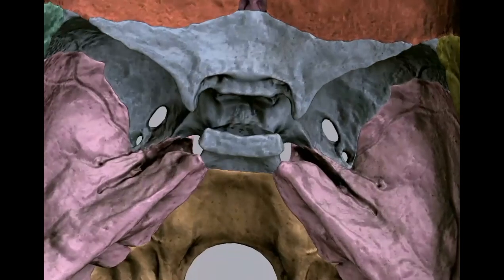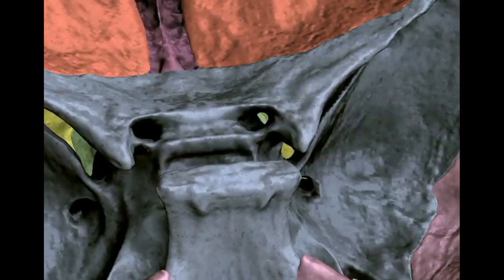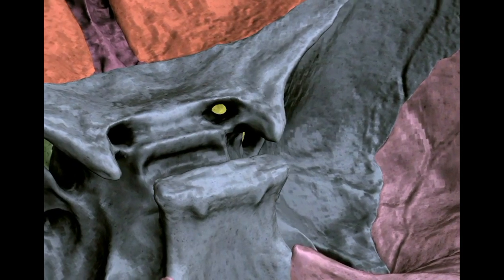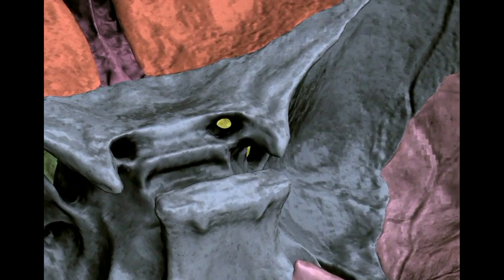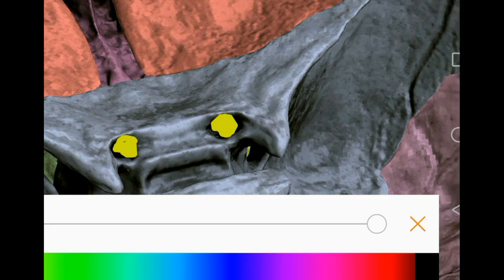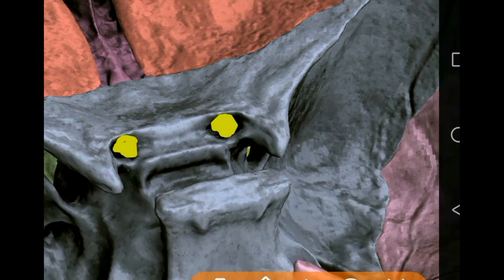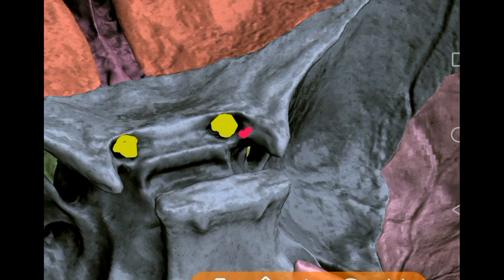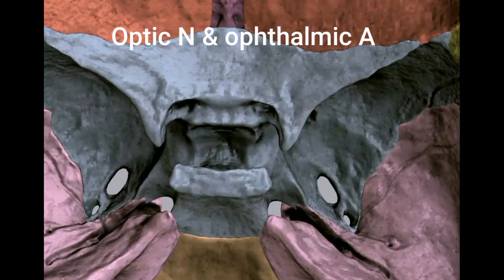And when you see the optic canal here, it is transmitting the optic nerve and the ophthalmic artery infralateral to it. You can see right and left optic canals transmitting the right and left optic nerves. Infralaterally you will see a part of the ophthalmic artery passing through the optic canal. So what are the structures passing through the optic canal? Optic nerve and ophthalmic artery.